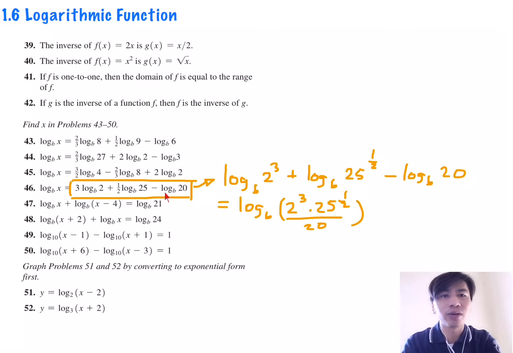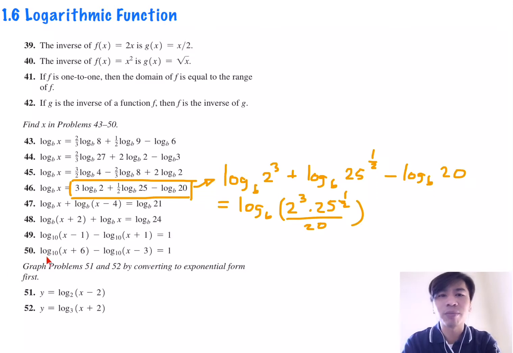I'll do number 46. So log to the base b of x equal with 3 log to the base b of 2, and so on. Okay, so since we have the same thing over here, we can write it like this: log to the base b of 2 to the power of 3, and then log to the base b of 25 to the power of half minus log to the base b of 20.